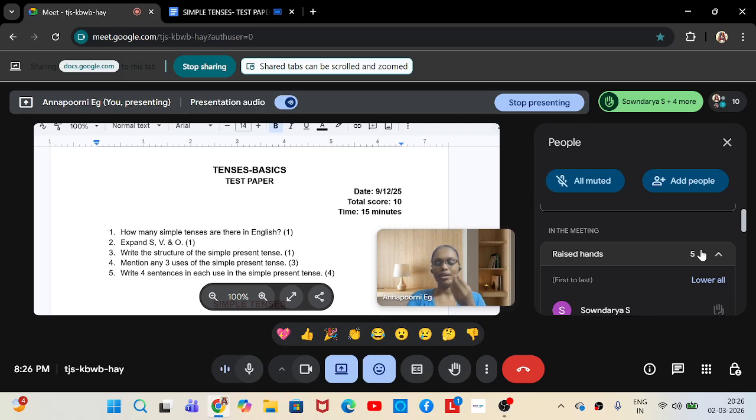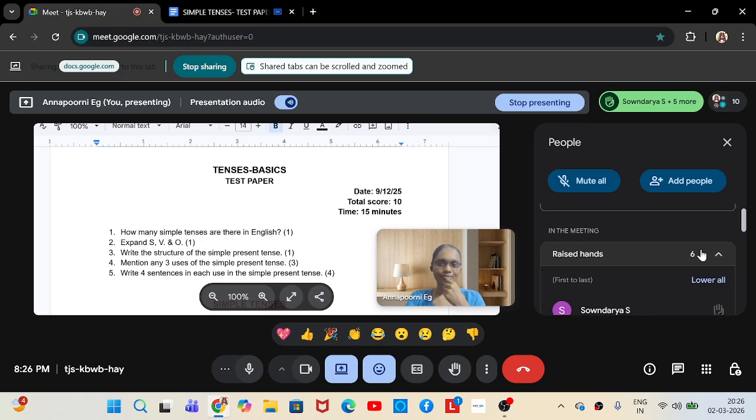Yes, ma'am. Okay, fine. I think you got slightly confused. Had I asked about continuous tenses, then I would have mentioned it specifically. How many continuous tenses are there in English? How many perfect continuous tenses are there in English? Likewise, I would have asked specifically. Okay. Next is for Sai Prasad. Expand S, V, and O.